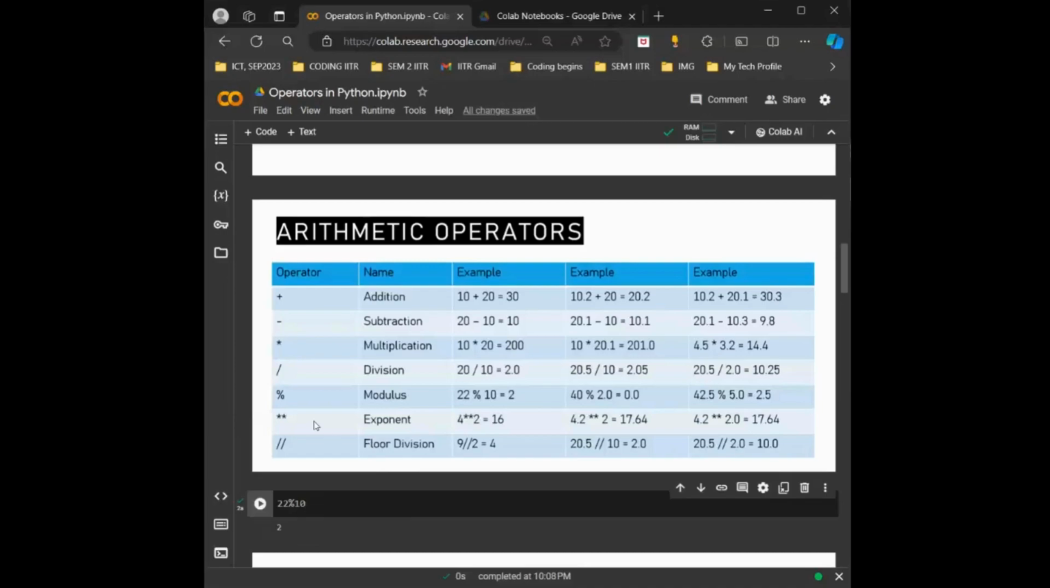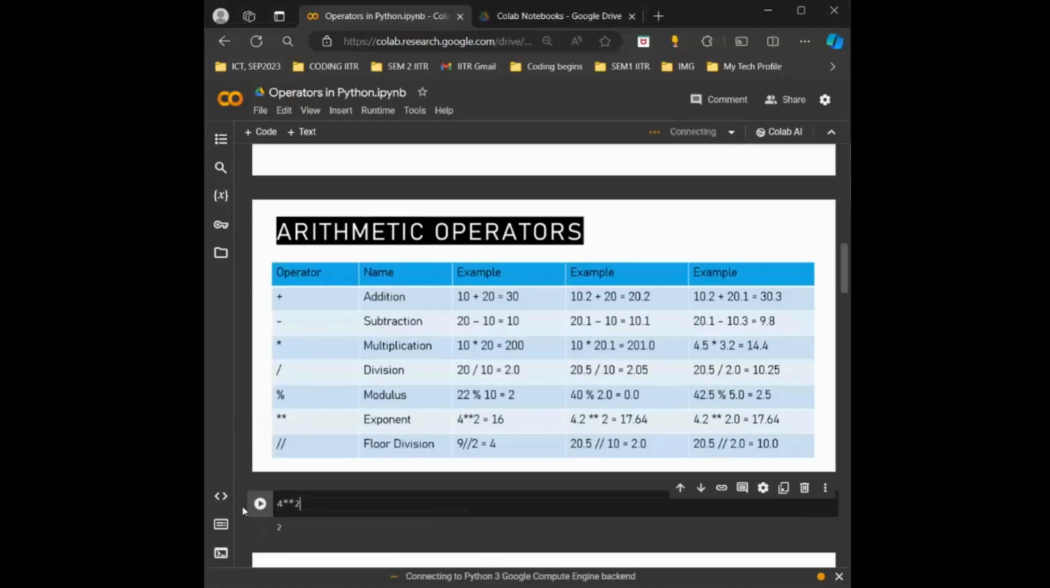Next, the exponent. You might have heard about something called power, 2 raised to the power 2, 4 raised to the power 2. So this exponent is nothing but power. One asterisk represents multiplication, but two asterisks represent exponent. So anything can be powered with any number, like 4 raised to the power 2 means 4 star star 2. The number on the left hand side of the operator is the base number, and 2 is the power of the number.